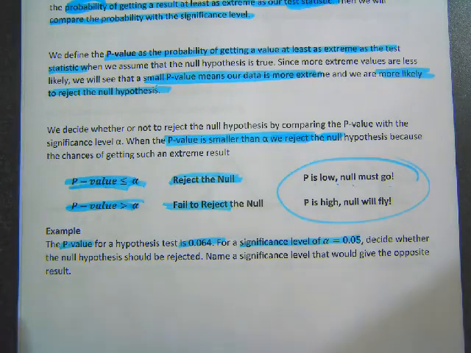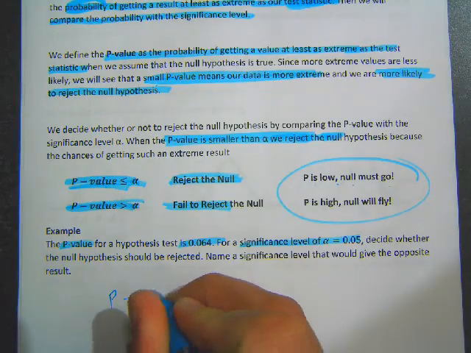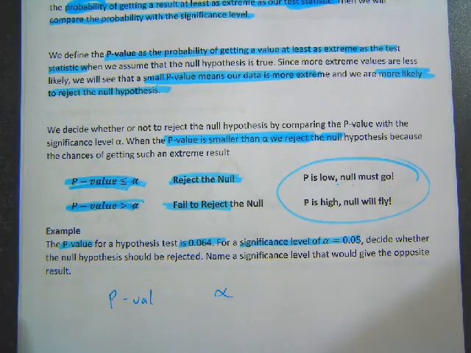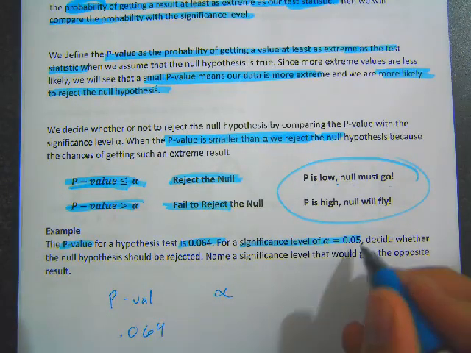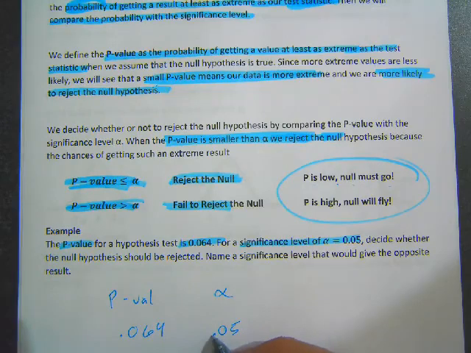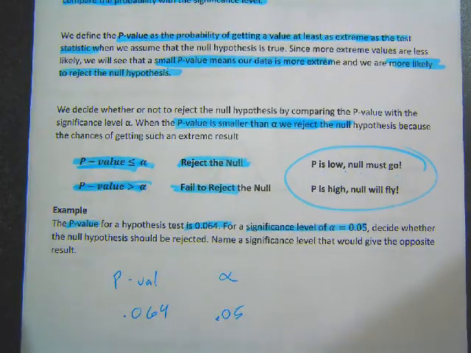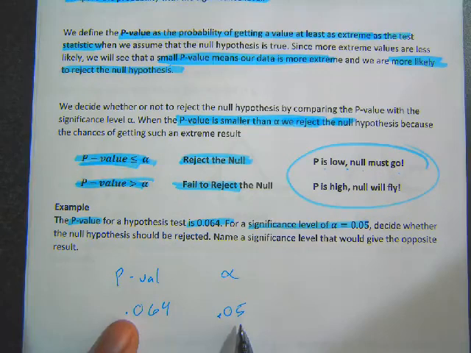So we compare our p-value with our significance level. The p-value in this case is 0.064. The significance level is 0.05. Be careful. Sometimes they'll give you one of these numbers as a percent, and the other one as a decimal. Always make sure they're the same kind of number before you compare them. Don't compare a percent and a decimal. These are both decimals, so we're good.